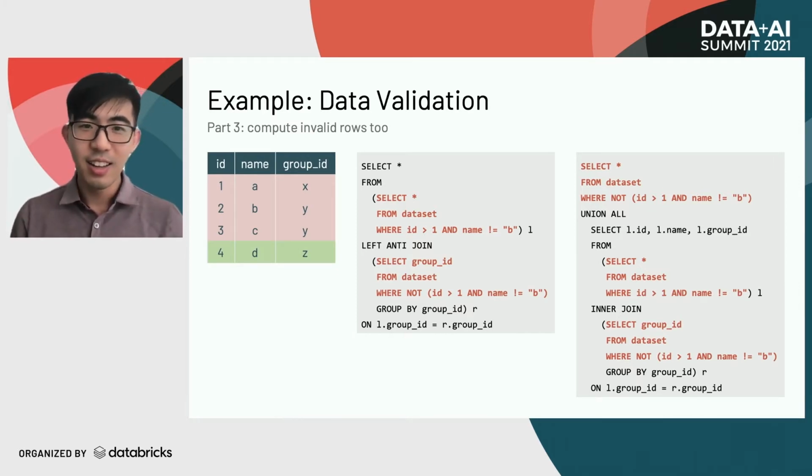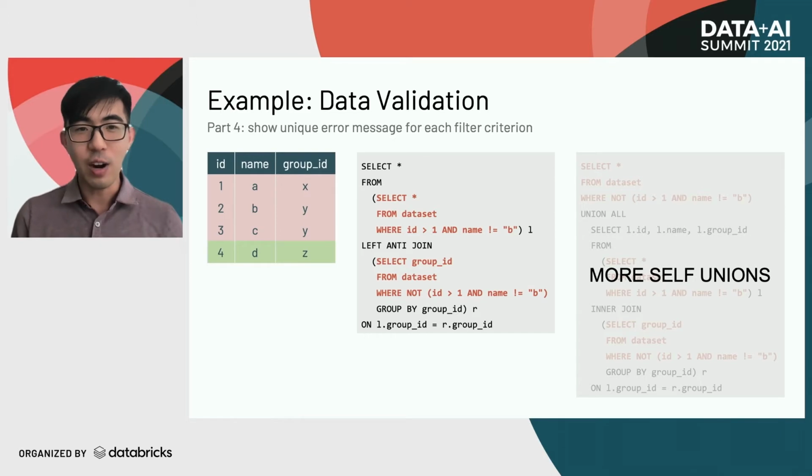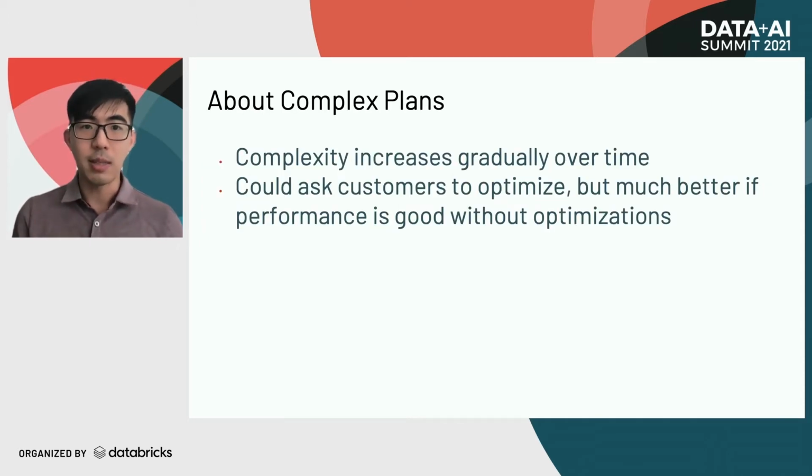And just for fun, let's do one more step. And let's say for every single one of these filters, we want to show a custom error message. And for that, instead of having one where clause with multiple filters, we have to split it into multiple ones and then union them together just to show a different error message for each filter. And that's why complex plans are complex. The complexity increases gradually over time. And of course, you can ask customers to optimize these, but it's much better if our performance is good out of the box.